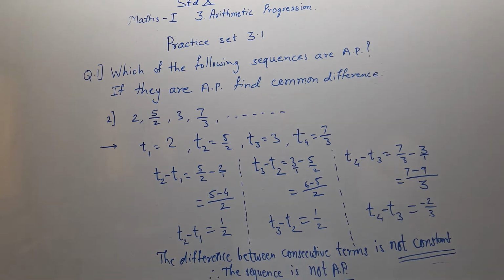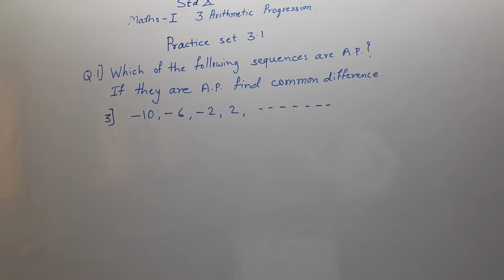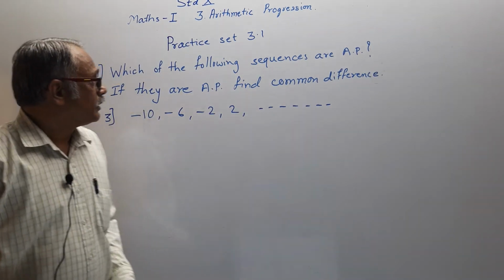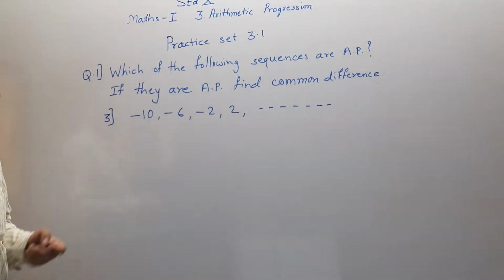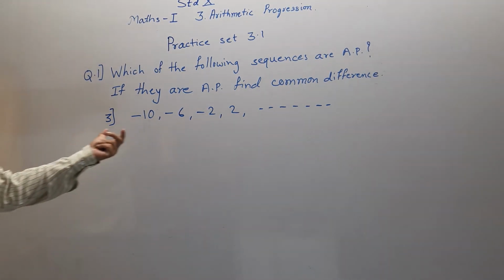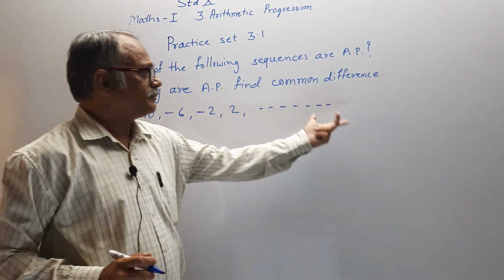It was question number 2. Neatly write it. By mistake 1 was written there, make it 2. Second sub question. Now pay attention. The third sub question, the given 4 terms are minus 10, minus 6, minus 2, 2 and so on.